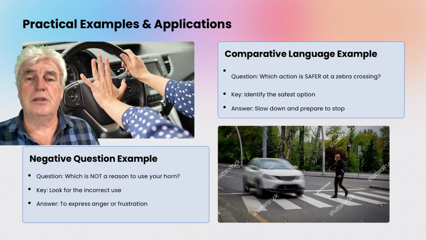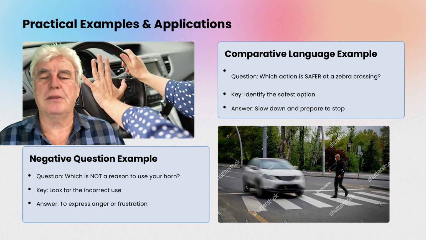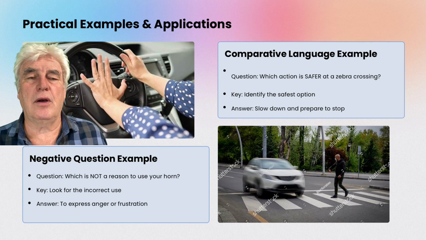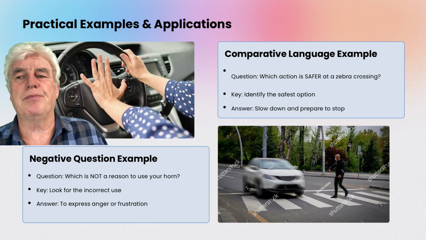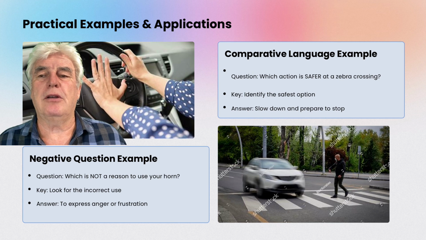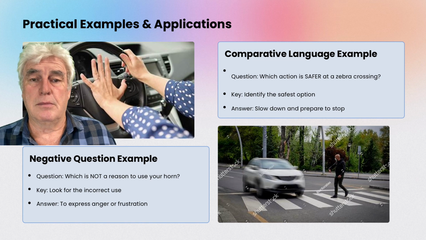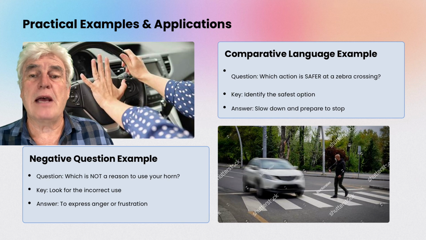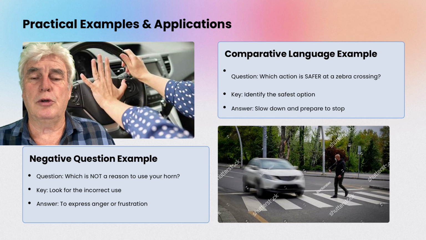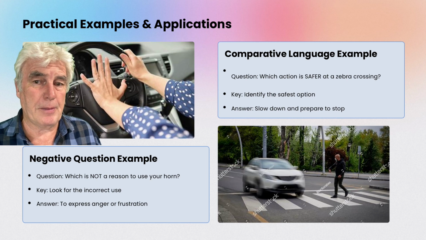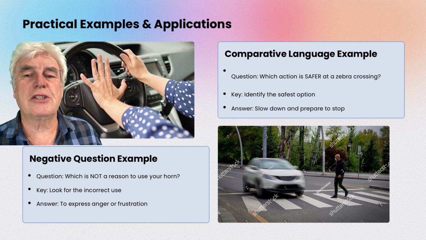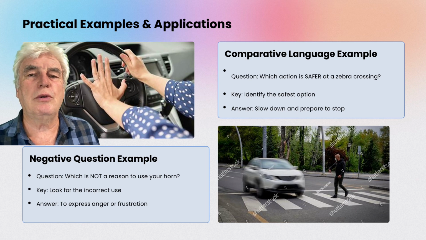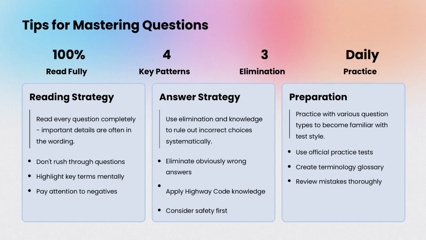Example 2, deciphering comparative language. Slightly different. This is a question: which action is safer when approaching a zebra crossing? A, increase your speed to cross before pedestrians. B, slow down and be prepared to stop. C, sound your horn to warn pedestrians. Or D, ignore pedestrians waiting at the curb. The word "safer" indicates a comparative judgment. The safest action is to slow down and be prepared to stop.